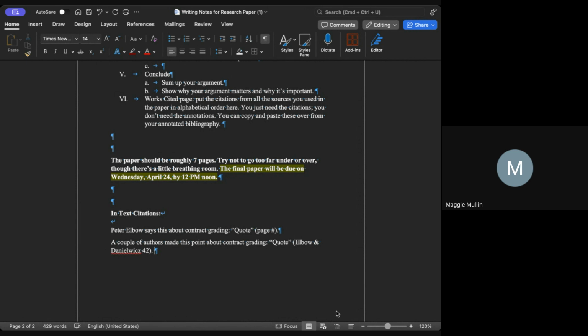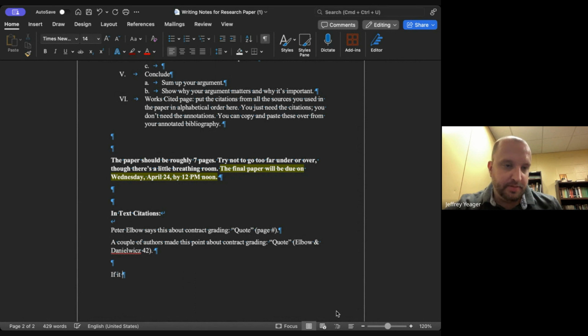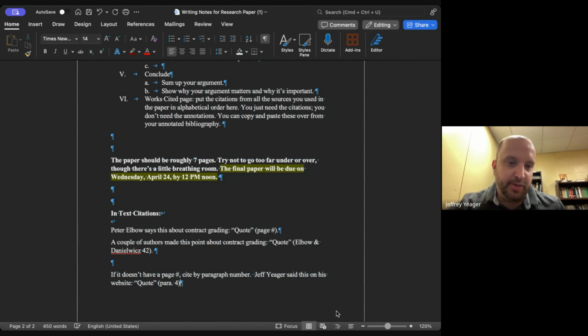What if it's just a quote from an article that doesn't have pages? Then do you just put the author's name? That's a good question. If you can count how many paragraphs it is, usually you just put the paragraph number. Let's say I found that quote on paragraph 4. You put PARA period 4. In that case, if it doesn't have a page number, just count the paragraphs until you get to the number of which one. Okay, got it.